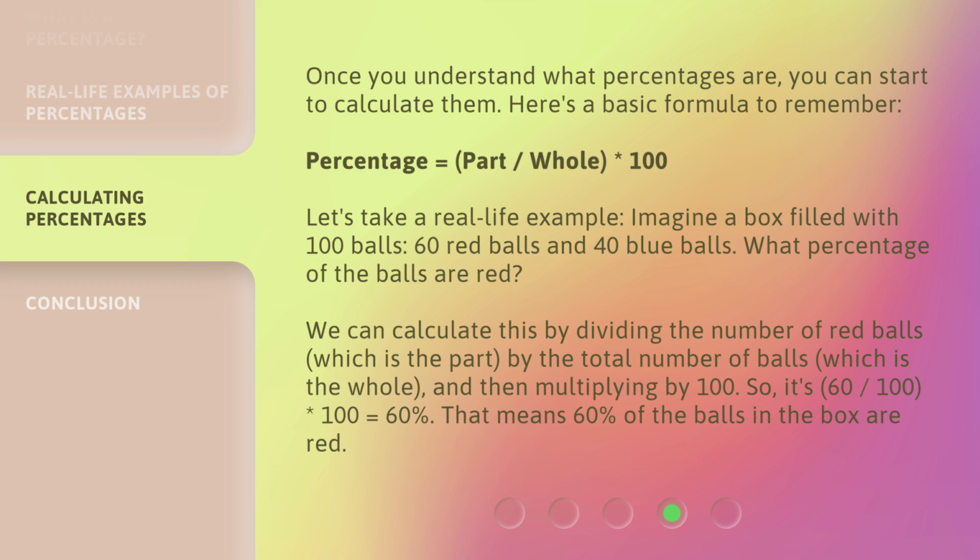Imagine a box filled with 100 balls, 60 red balls and 40 blue balls. What percentage of the balls are red? We can calculate this by dividing the number of red balls, which is the part, by the total number of balls, which is the whole, and then multiplying by 100. So, it's 60 100ths times 100 equals 60%. That means 60% of the balls in the box are red.